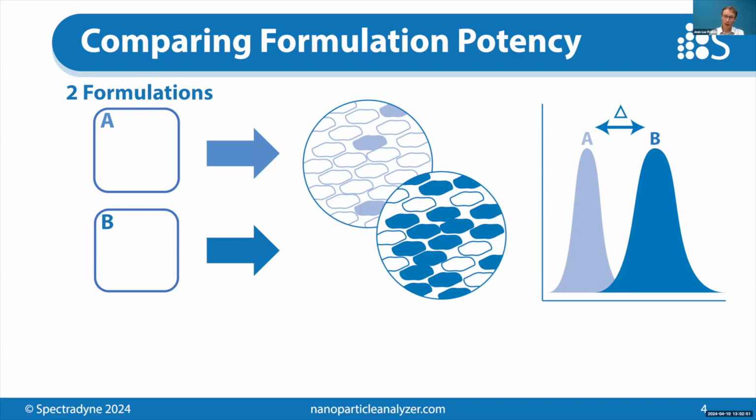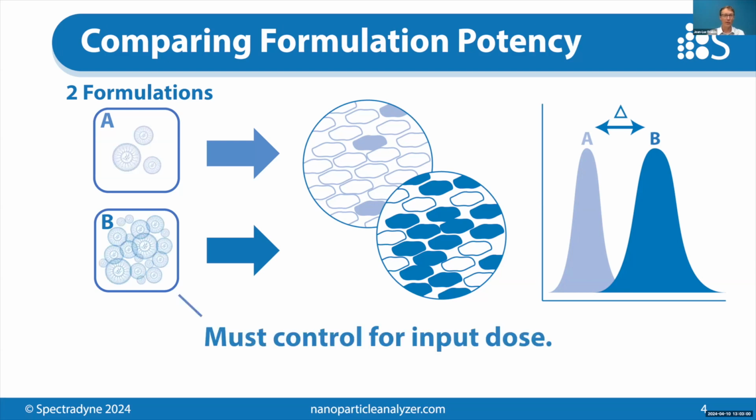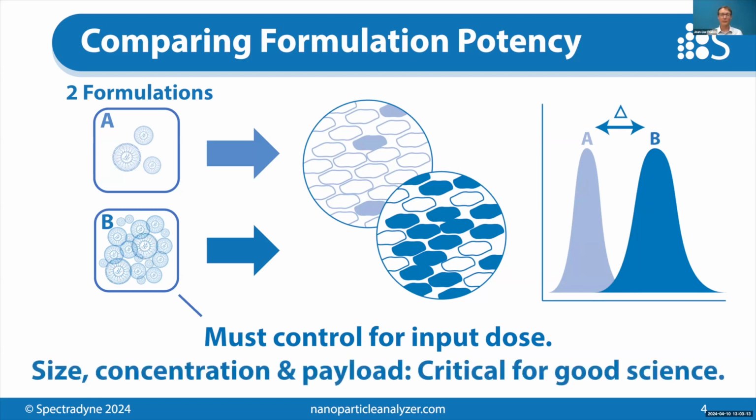So this is all well and good. We see a difference, right? But it's very important when you're doing this experiment to first control for the dose, the amount of material that you're putting in. If you put in 10 times as much of formulation B, then obviously you expect to see a different response in the test system. So it's very important for basic good science to be able to measure the size, concentration, and the payload of these nanomedicines in order to do good experiments.